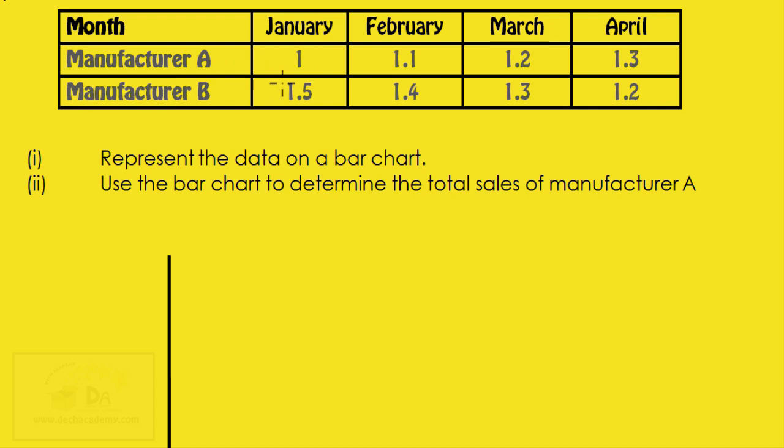So if you just ignore manufacturer B for now, you can say the category here, January, has the frequency 1, which is 1 million. February has a frequency of 1.1 million. And by frequency, I'm just saying the number of cars sold is sort of a frequency in the sense that it tells you how often something occurred.